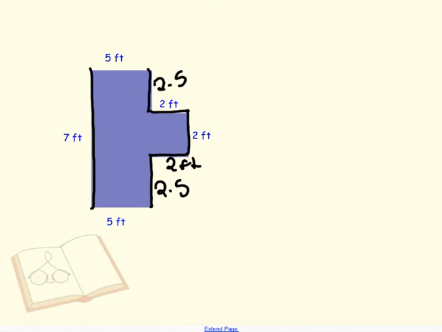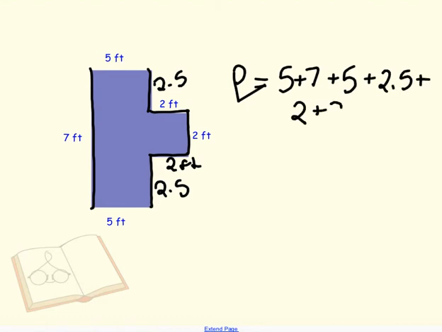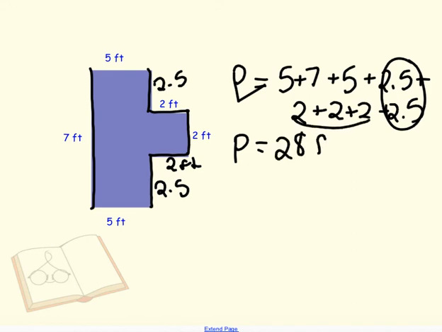Okay, so our perimeter is going to be adding up all of those. So we're going to be adding up 5 plus 7 plus 5 plus 2.5 plus 2 plus 2 plus 2 all the way around there, and then we have another 2.5. Okay, and we've gone all the way around the figure. So let's add those up. 5 and 7 is 12, plus 5 is 17. Let's add these two together. 17 plus 5 is 22, and then plus 6 is 28 feet.